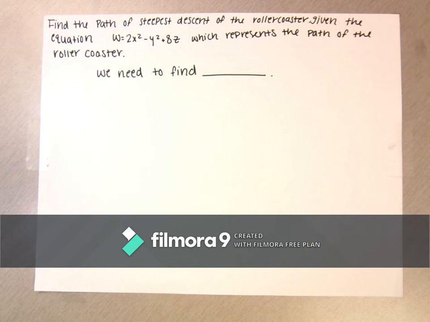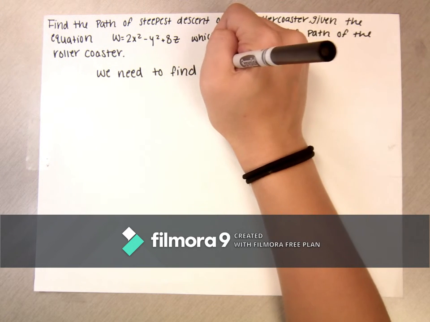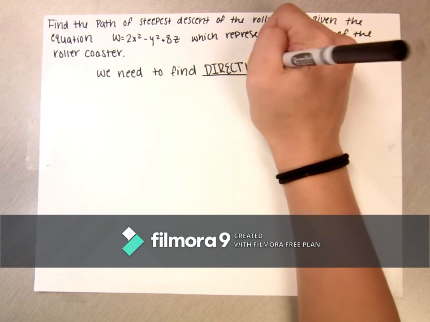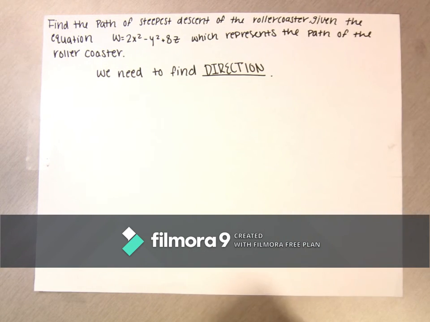First, we need to find the path of steepest descent to find the most fun path of the roller coaster. Given the directions in the email we received earlier, we know to find the path of steepest descent of the roller coaster, given the equation W equals 2x squared minus y squared plus 8z. This equation represents the path of the roller coaster. Using the gradient will help us to find the direction of the path of steepest descent. This will be given to us in a vector value function.